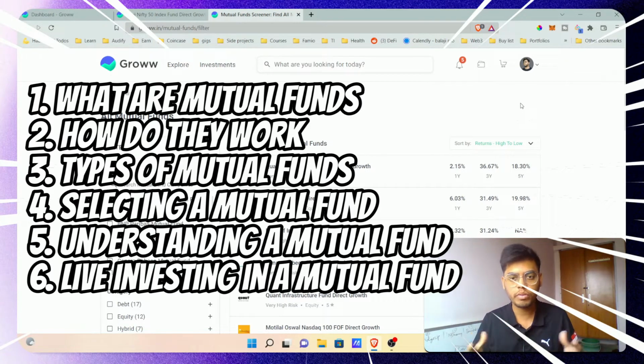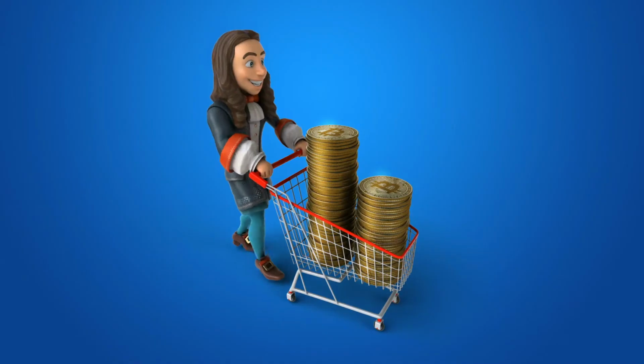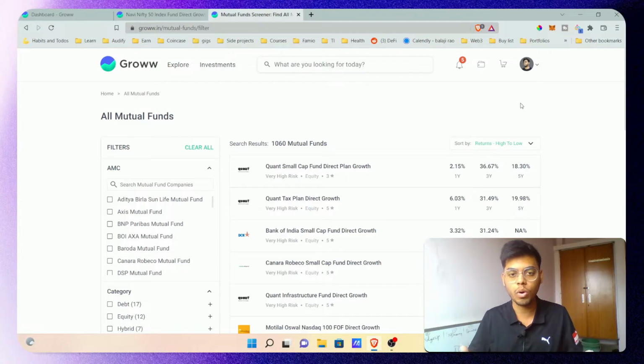what the types of mutual funds are, and how to select a mutual fund for yourself for your first time investing. Then we'll go about reading a mutual fund page, what all the details associated with a mutual fund are, and how to go about evaluating a mutual fund. And then I'll be doing a live investment in this video in a specific mutual fund, and I'll also explain how I go about investing in that particular mutual fund.